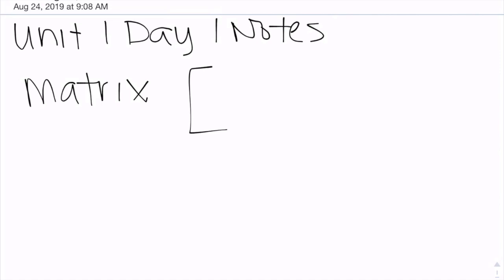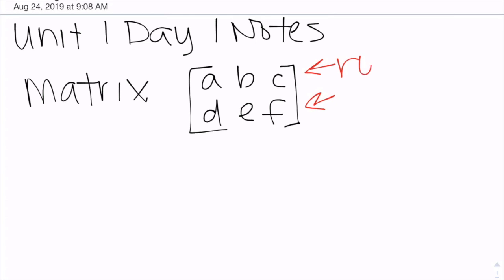All right, today we're talking about matrices and some basics of matrices. So we have a matrix, which is going to be written in the similar form of this, where these are rows and these are columns.